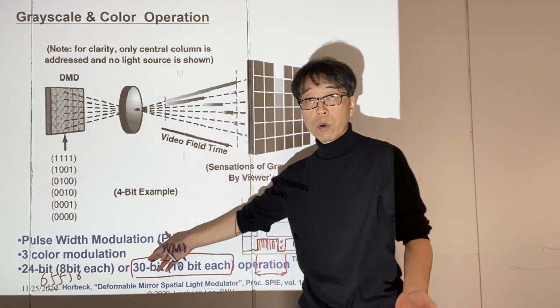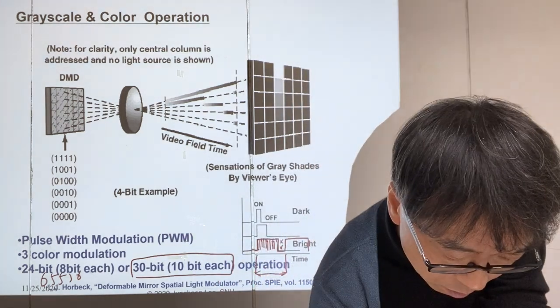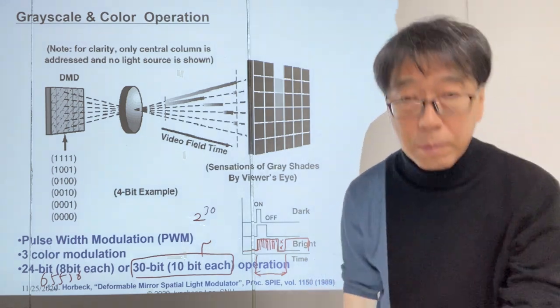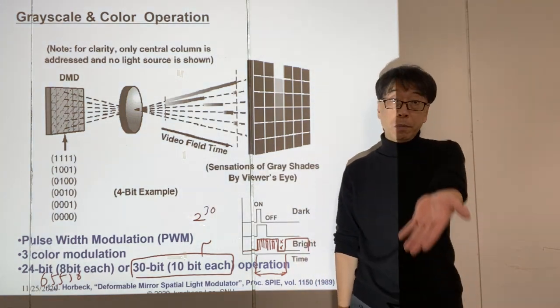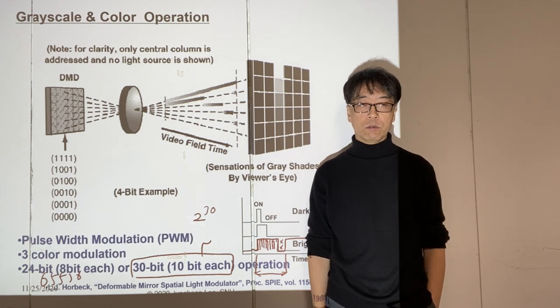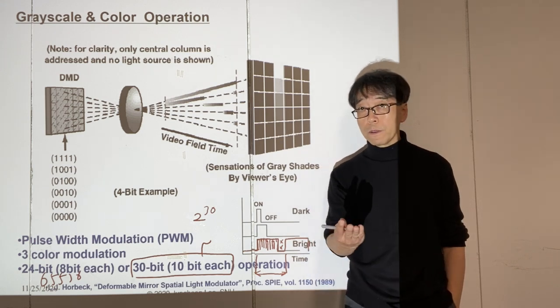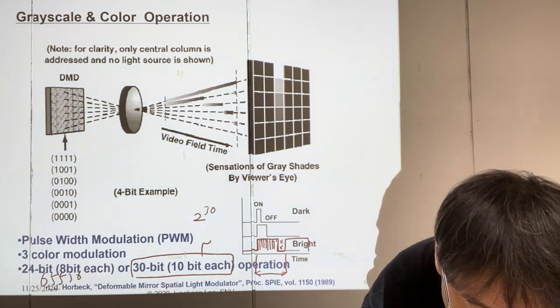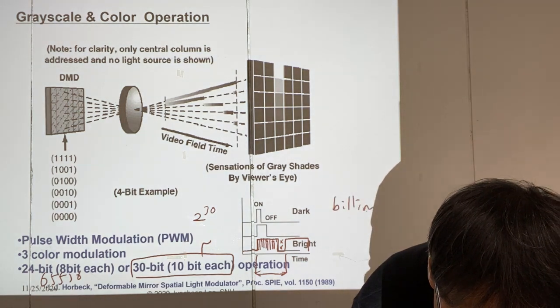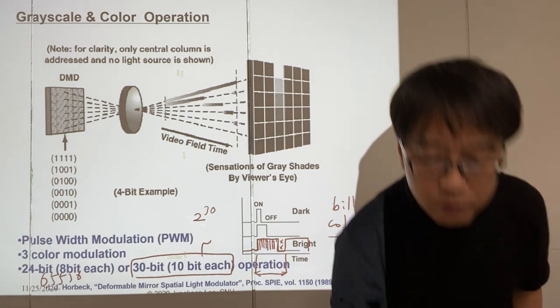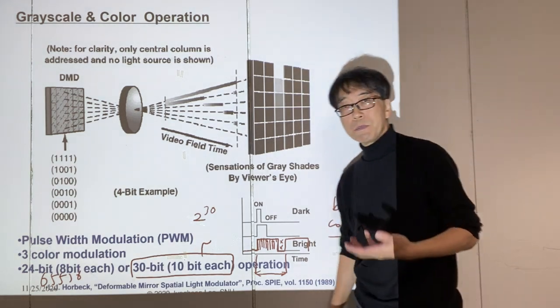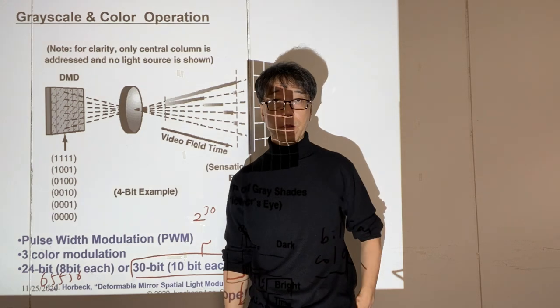10-bit each, total 30-bit. This is going to be 2 to the 30th power. It's going to be billion colors, basically. 2 to the 30 is a billion, because 2 to the 10th power is 1,000, and 1,000 to the 1,000 power, that's a billion. That's 2 to the 30th power. It's a billion colors. And this is amazing, right? You can realize a billion colors with this operation of PWM.